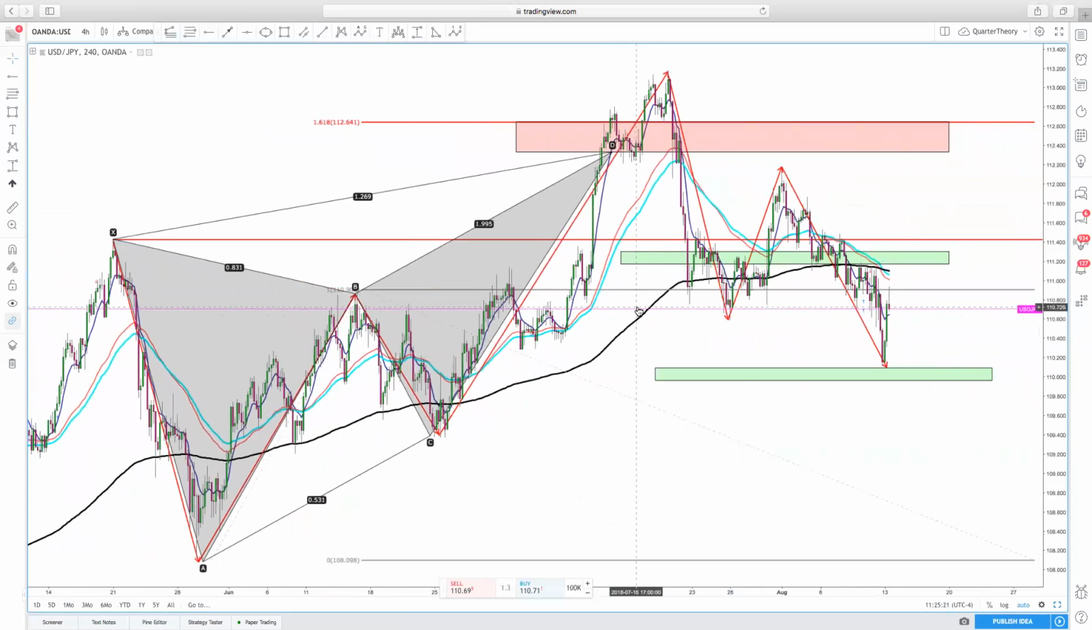You may think that, okay, maybe your pattern is invalid, but that's not necessarily the case. Remember, the Fibonacci levels, these zones, they're just areas or zones. So think in principles, not exact.